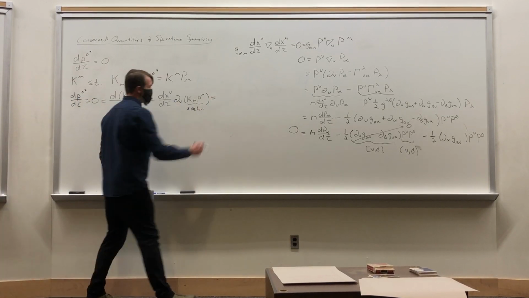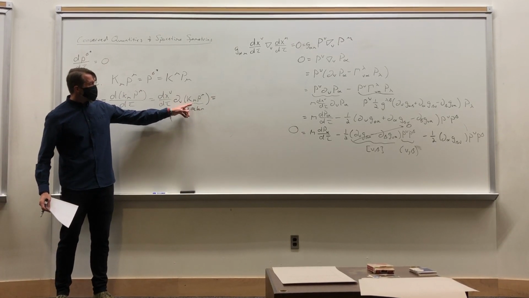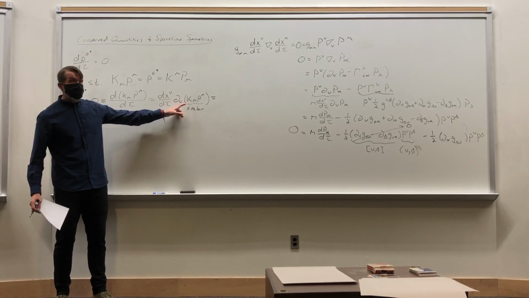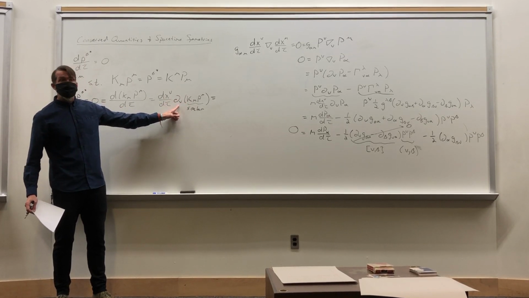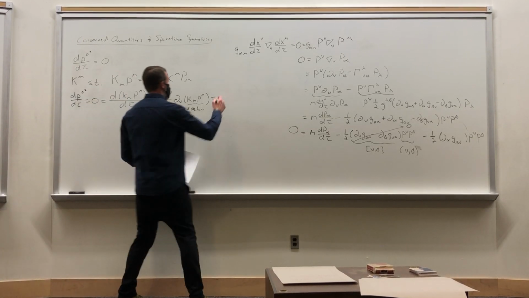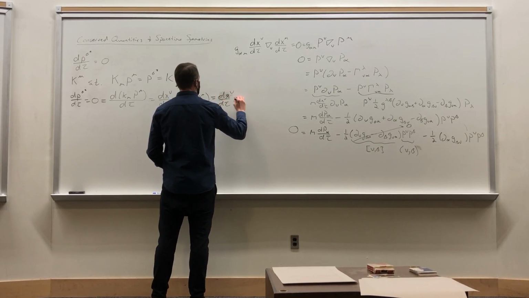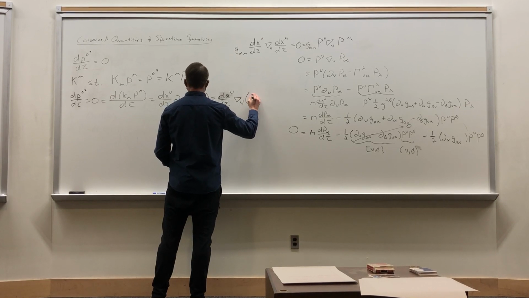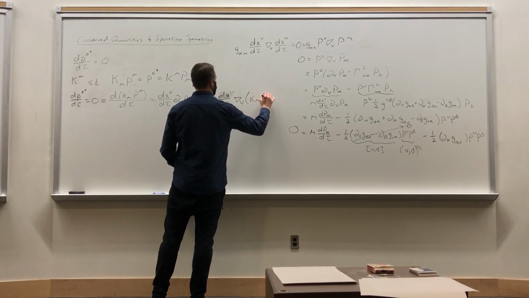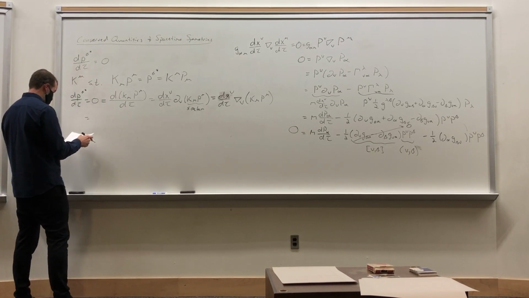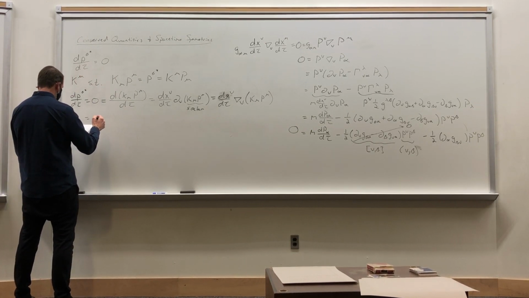Okay? But if I would like to use the product rule with the derivative, I can't leave it as this. I have to promote it to a covariant derivative. So we can also write this as dx^ν/dτ ∇_ν of k^μ p_μ. Okay? And now I can use the product rule.